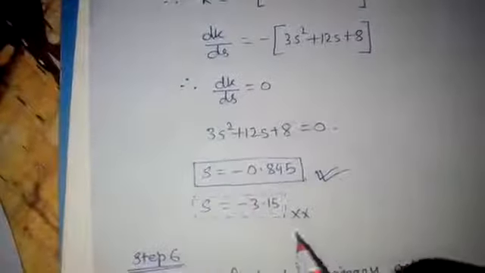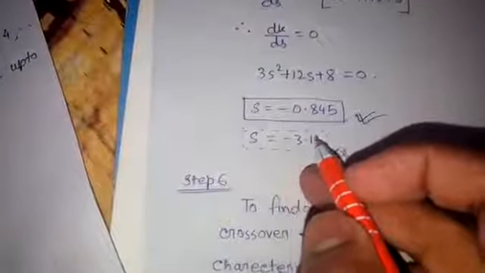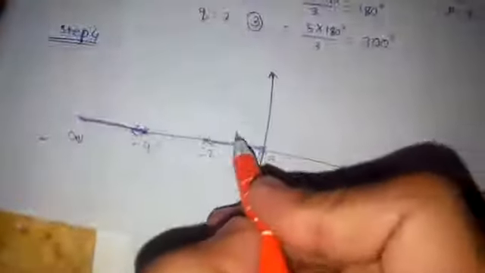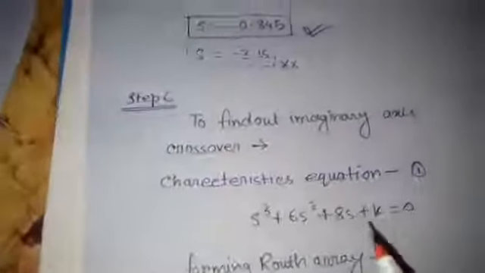So -3.15 is between -2 and -4, so this point cannot really exist. The other point can exist because it is in between 0 and -2. Okay, so we move to step 6.